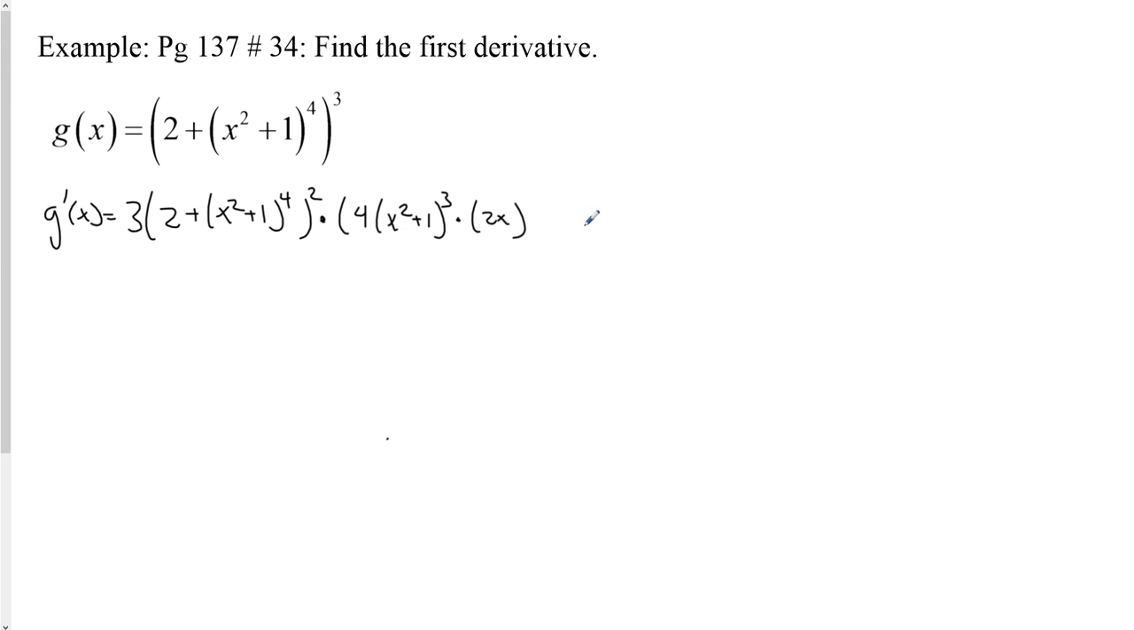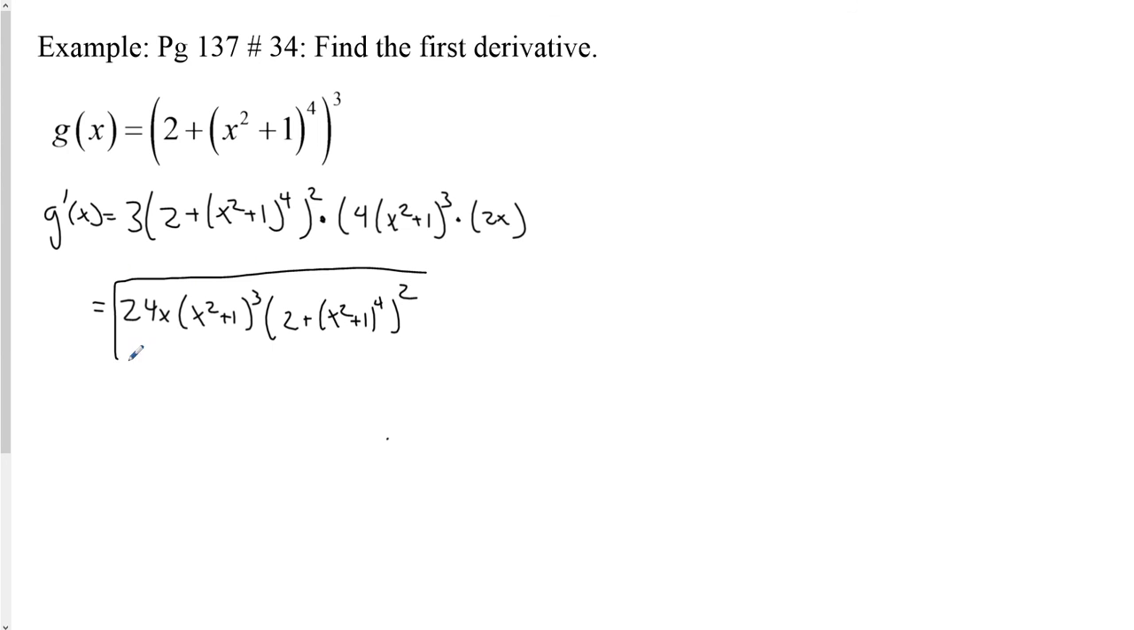Now, simplifying this thing, I've got a 3, a 4, and a 2x. That's going to be 24x. We'll leave that, so all of that's done. Let's see here. I guess I'm going to go my x squared plus 1 to the 3rd. And then all that's left is this expression here. So it'll be 2 plus x squared plus 1 to the 4th all squared. And I am happy with that solution. I think I have everything, and I multiplied correctly. I think I'm good. So I'm going to leave it at that.